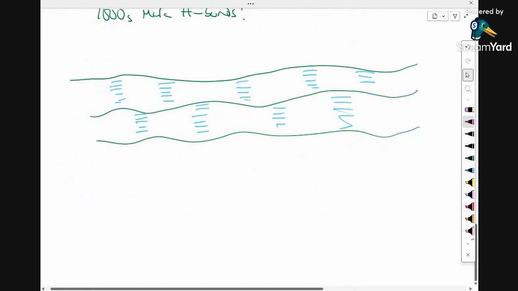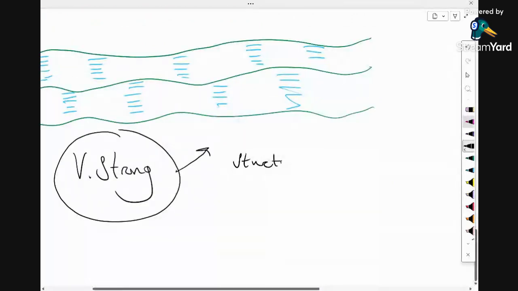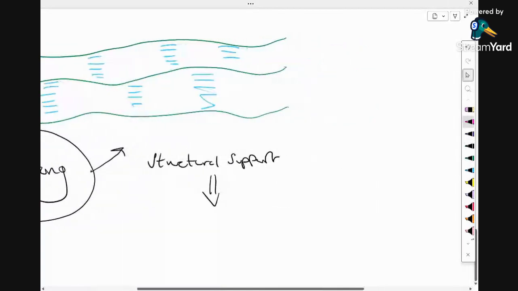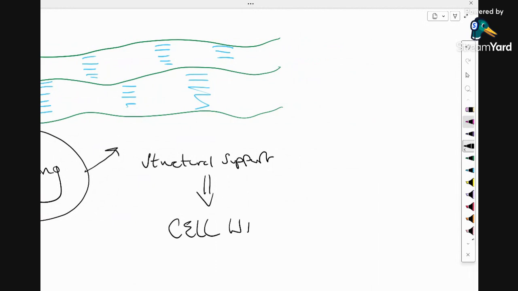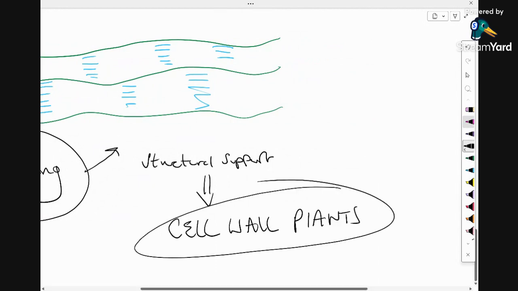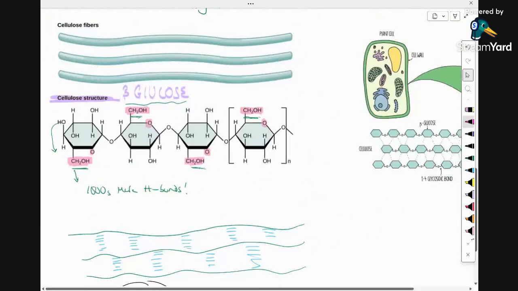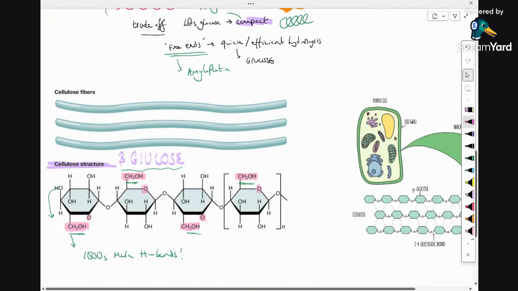And from the lessons, hopefully you remember from hydrogen bonding, few hydrogen bonds are very weak, but collectively they're very strong indeed. So it is used for structural support in the cell wall of plant cells. Okay, it is a structural carbohydrate. It's not used for energy generation, it's used for structure.